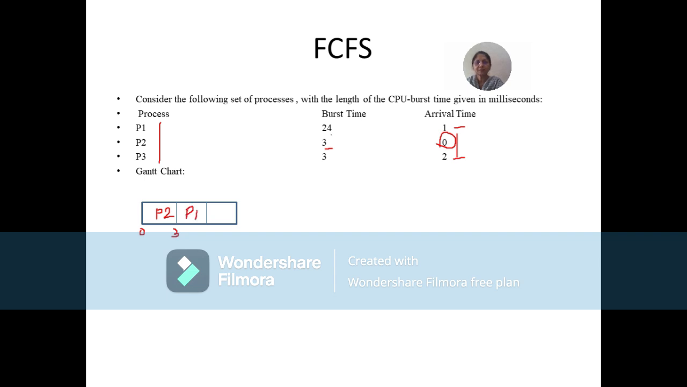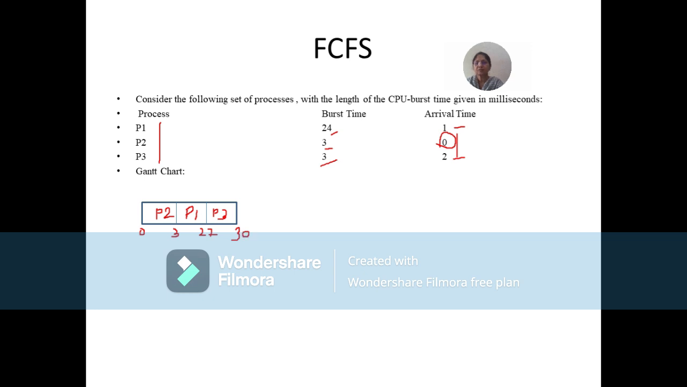What is the burst time of process P1? It's 24. P1 gets a chance to get inside the CPU at time 3, and after 24 milliseconds P1 will be completed. So at what time will it be completed? 27 milliseconds, 24 plus 3 is 27. And the last process which gets a chance to get inside the CPU is process P3. The burst time of P3 is 3. So at time 30, process P3 will be fully completed.